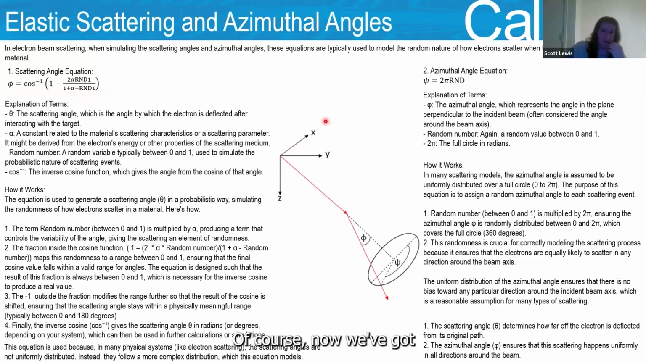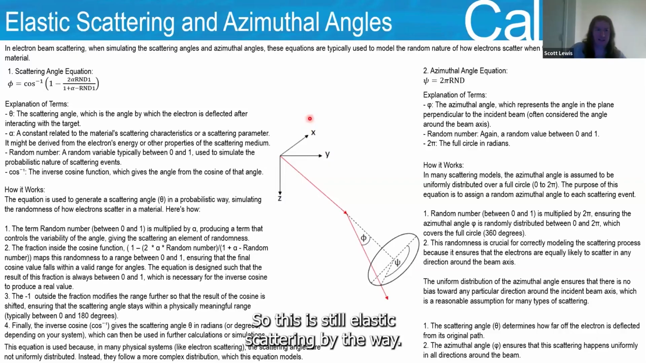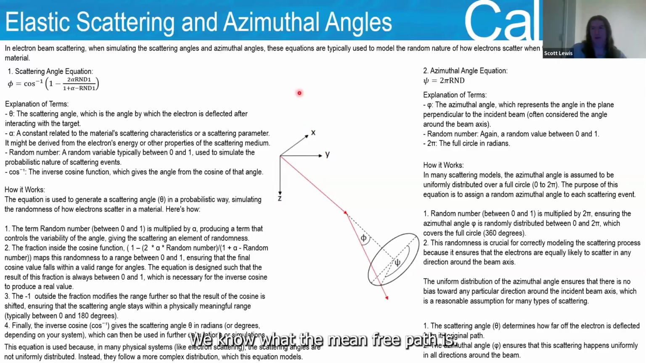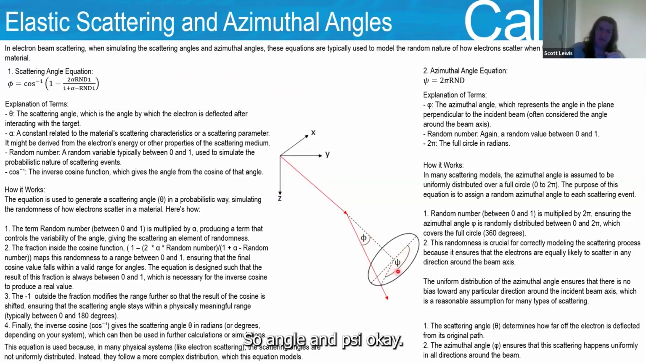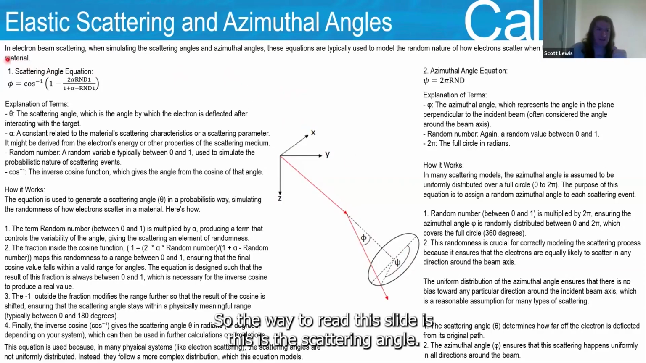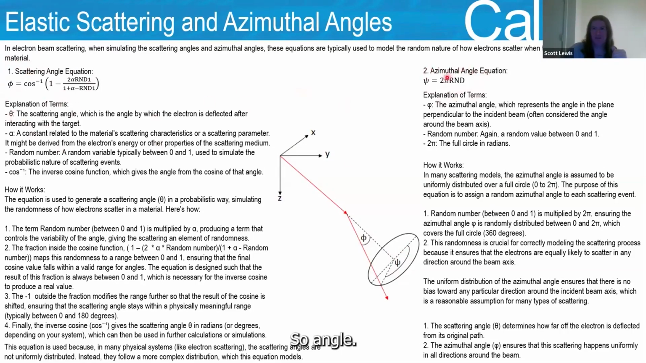Okay. Of course, now so essentially we've got the probability of the interaction, which is our Rutherford scattering. So this is still elastic scattering, by the way. We know what the mean free path is, so that's the distance between the atoms. We've now got the stopping power. Now we need to understand what the scatter is. So how does it scatter from one point to another. So we're looking at this scattering angle here in theta, and then we've got the azimuthal angle in phi. Okay, so the way to read this slide is this is the scattering angle, and this is the azimuthal angle.